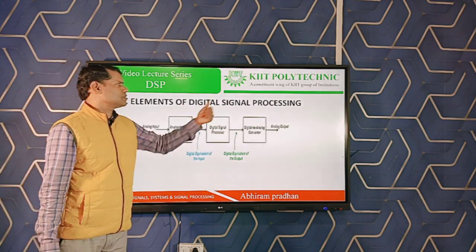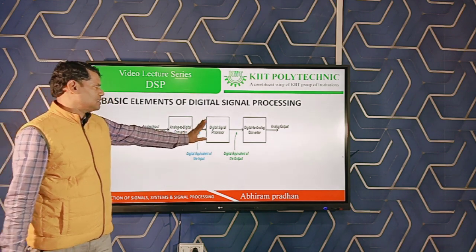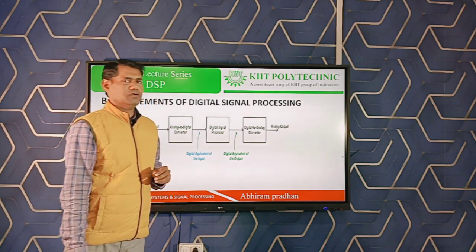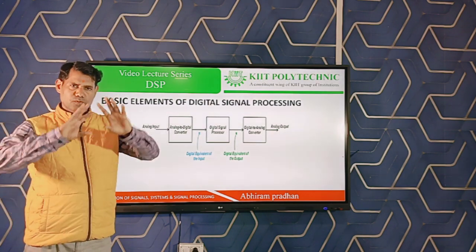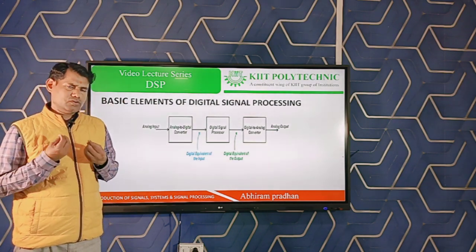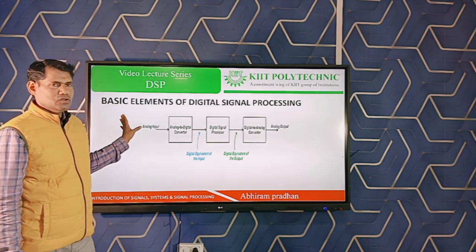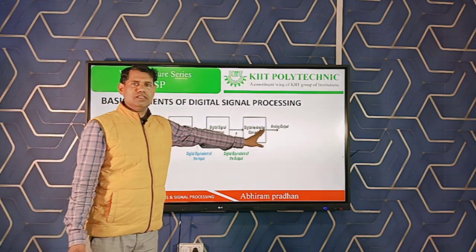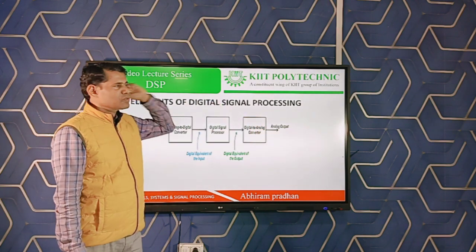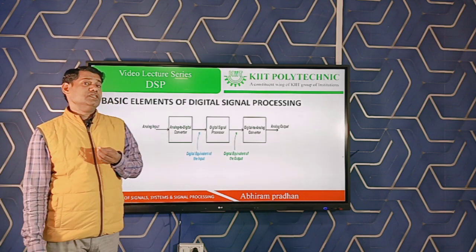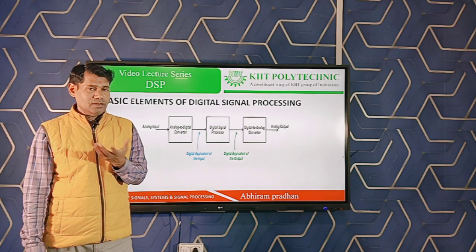Then the basic elements of digital signal processing: analog to digital converter, digital signal processor, then digital to analog converter. At the very beginning I said that almost all signals in nature are analog in nature. Human beings are capable of understanding analog signals. So whenever we process digitally, there is no digital input signal present by nature.